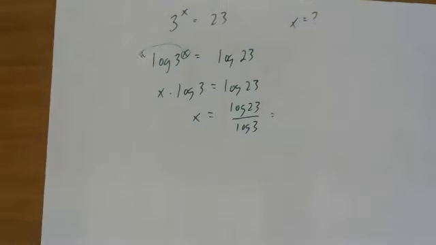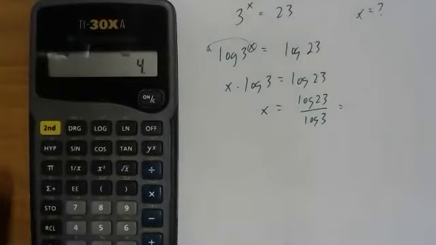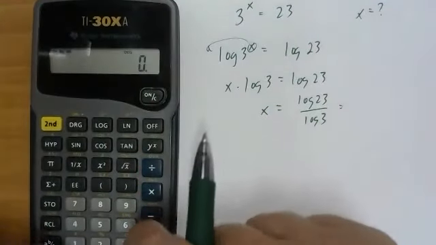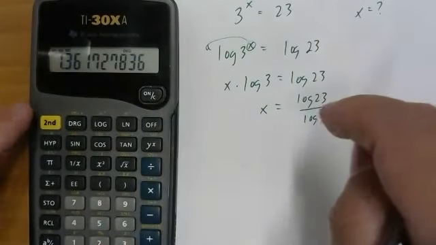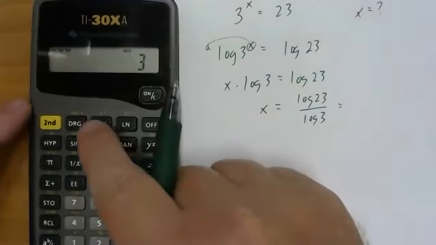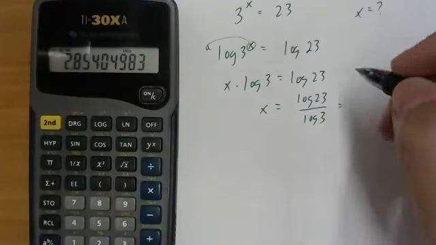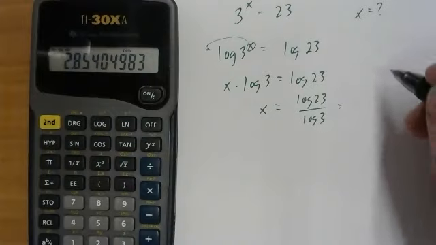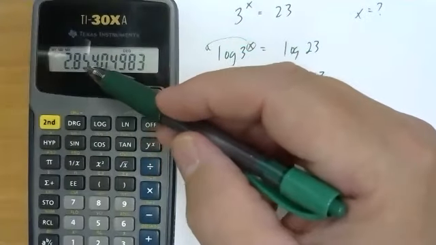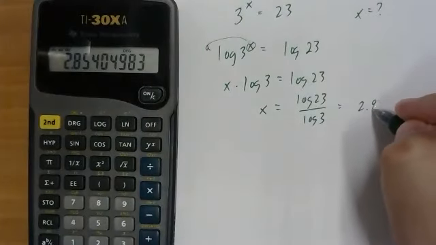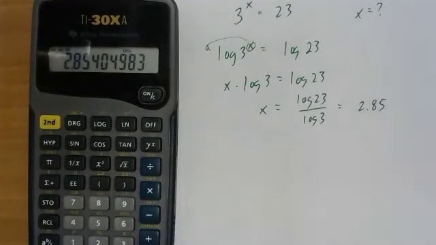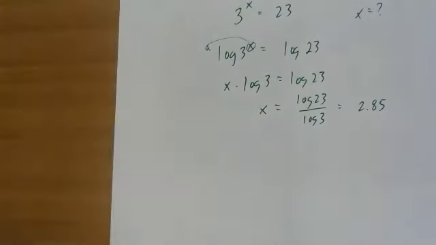And once again, I can grab my calculator. 23 common log divided by 3 common log. Now in this case, it's not a nice number. I'll maybe write 2 digits, so I'll round it off to 2.85. For these kinds of problems in your homework, they will tell you how many decimal places they want you to have in the answer. So there's the solution.